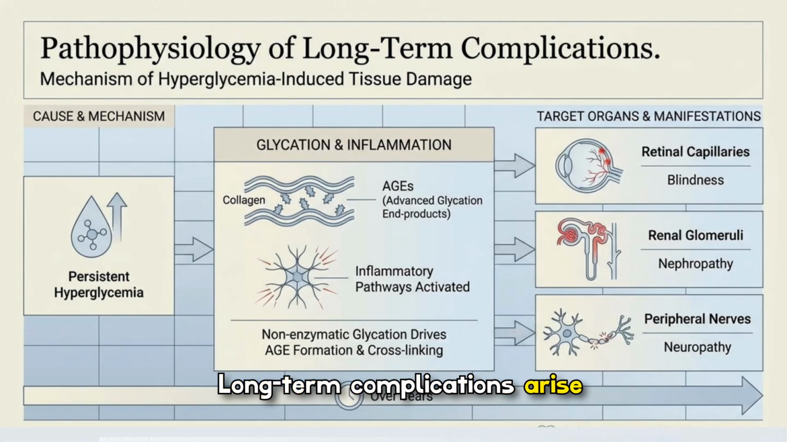Long-term complications arise from persistent hyperglycemia driving non-enzymatic glycation and inflammation, forming advanced glycation end products that cross-link proteins and activate inflammatory pathways. Over years, this process damages retinal capillaries, causing blindness, renal glomeruli leading to nephropathy, and peripheral nerves producing neuropathy, so sustained glucose control is critical to slow or prevent these progressive tissue injuries.